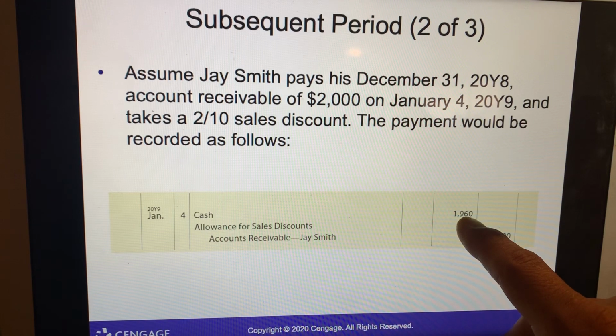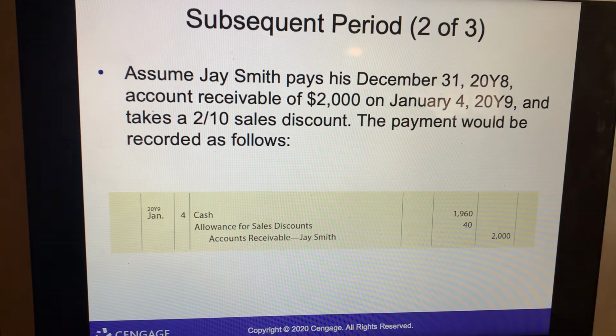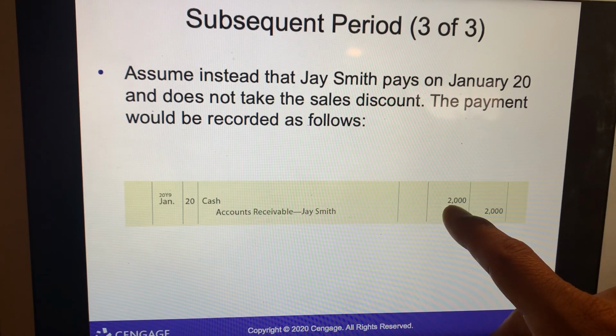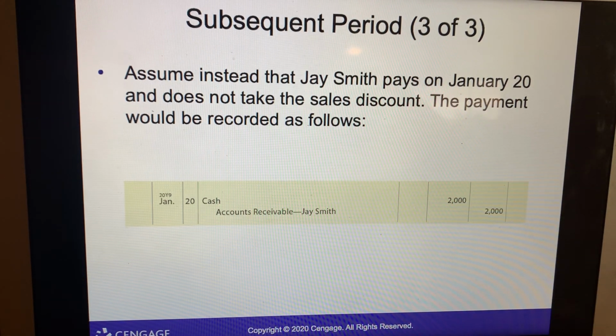Cash received of $1,960, allowance for sale discount $40, and then accounts receivable $2,000 decreases in J. Smith's account. So here it is, $2,000, and cash increases, accounts receivable J. Smith decreased by $2,000.